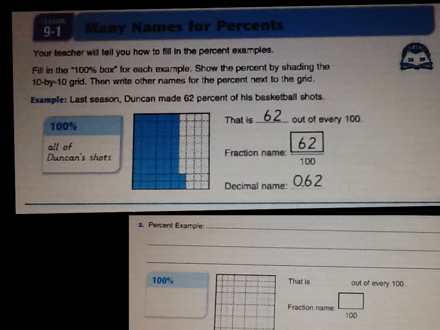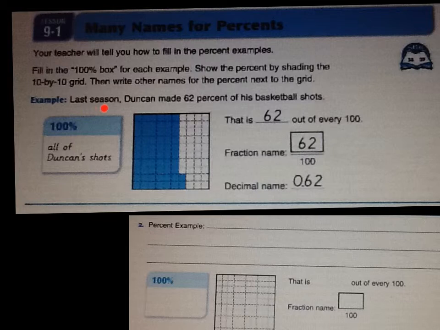Now you can turn to Math Journal, page 248. The directions on this page say, fill in the 100% box for each example. Show the percent by shading the 10 by 10 grid. Then, write other names for the percent next to the grid. So today we're going to use the grid to represent percents. Let's take a look at our example.